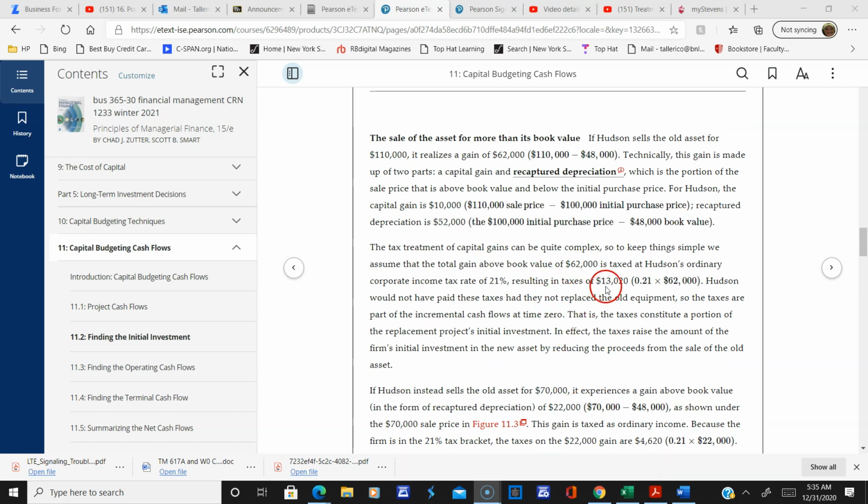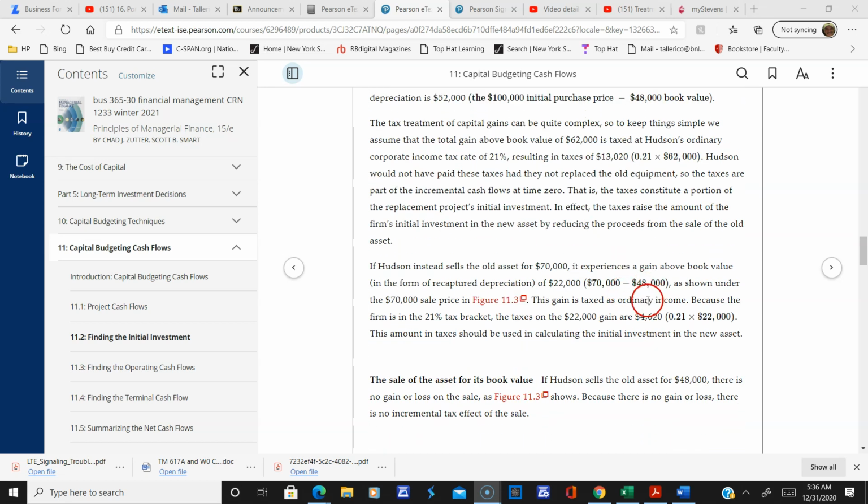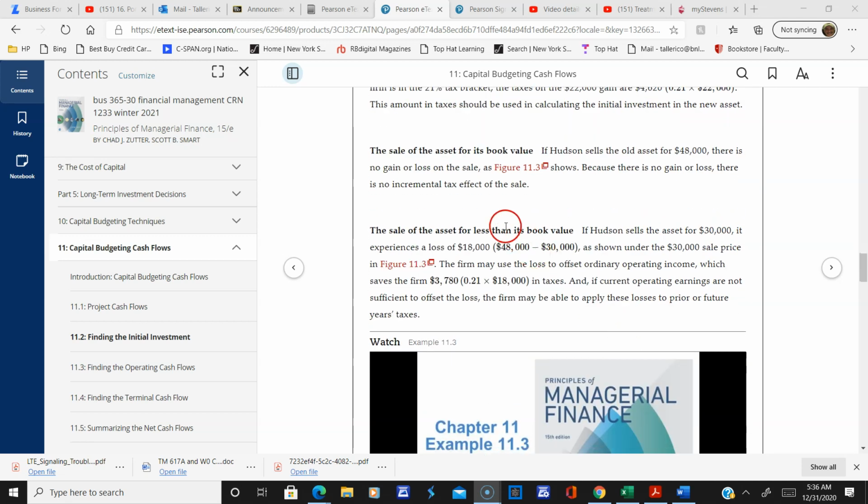They're assuming different tax rates, and they're showing you how much you would pay in taxes here, like 21%. I don't know if that's the corporate income tax rate. They show you all that. And here's if you sell it for less than its book value. The firm may use the loss to offset ordinary operating income, which saves the firm $3,780, by taking the corporate income tax rate times the 18,000 in losses that you took.